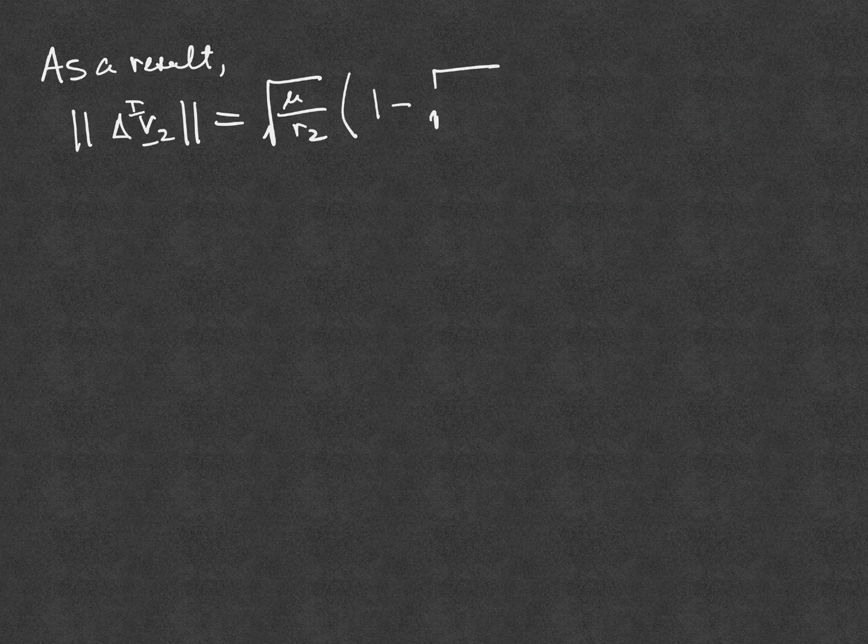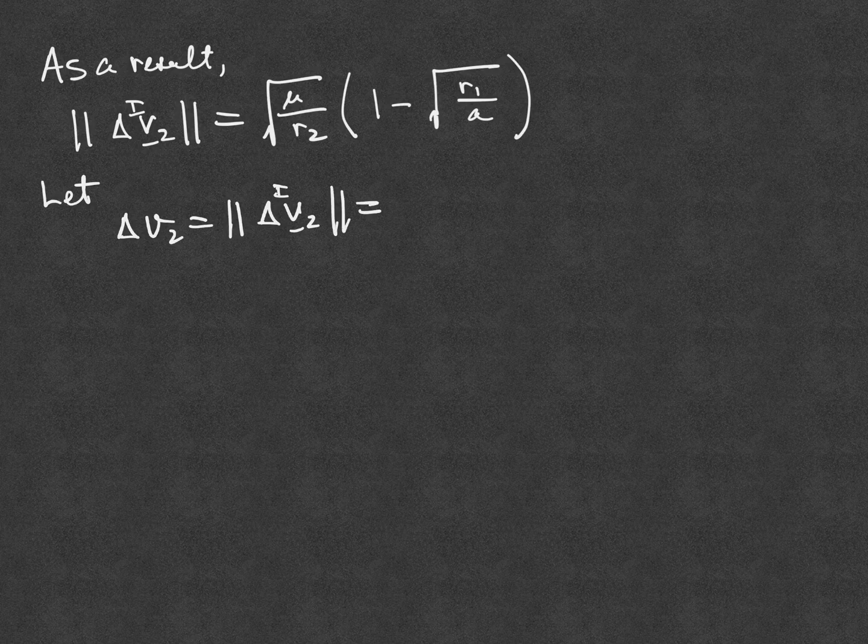the magnitude of delta V2I is equal to the square root of mu over R2, and we can drop the absolute value. We get 1 minus the square root of R1 all divided by A. And in a manner similar to what we did for the first impulse, we'll say let delta V2 equal the magnitude of delta V2I, which is then equal to the square root of mu over R2 times 1 minus the square root of R1 all divided by A.